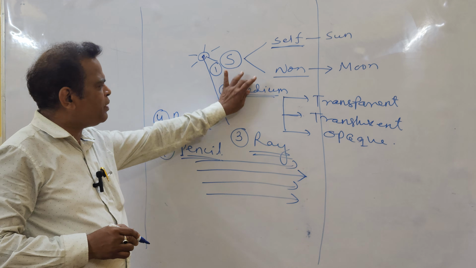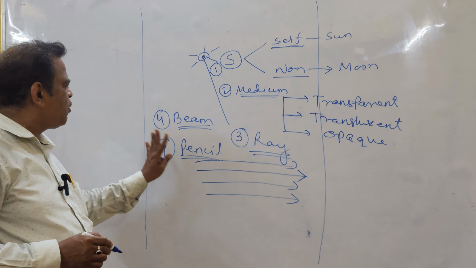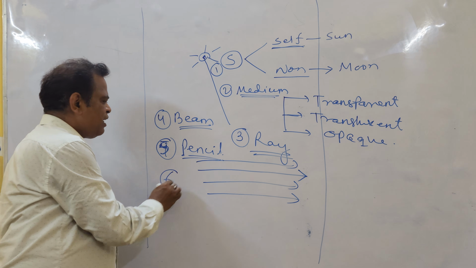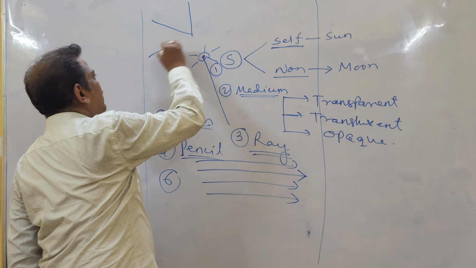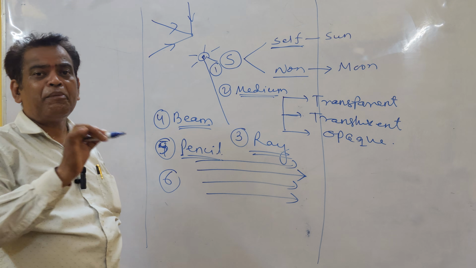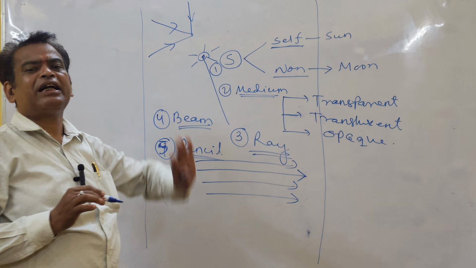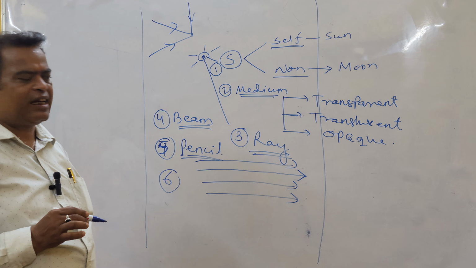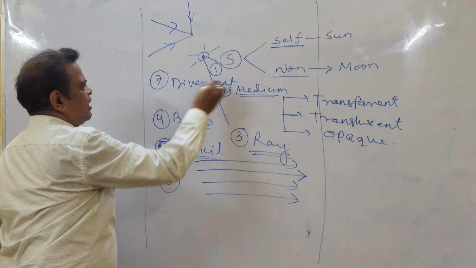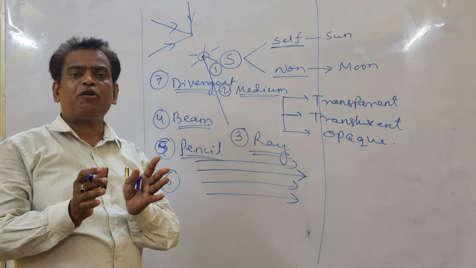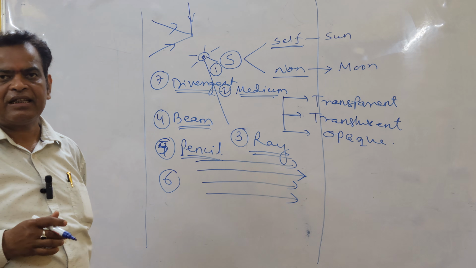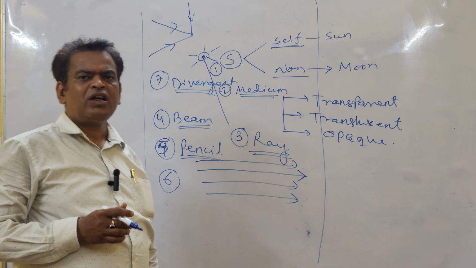Number 1 is your source of light, number 2 medium, number 3 ray of light, number 4 beam of light, number 5 pencil. And number 6, while a number of rays of light meet together at a point coming from different directions, that is called convergent. Number 7 is divergent. Divergent means that while a number of rays separate from each other, or go away from each other, that is called divergent.